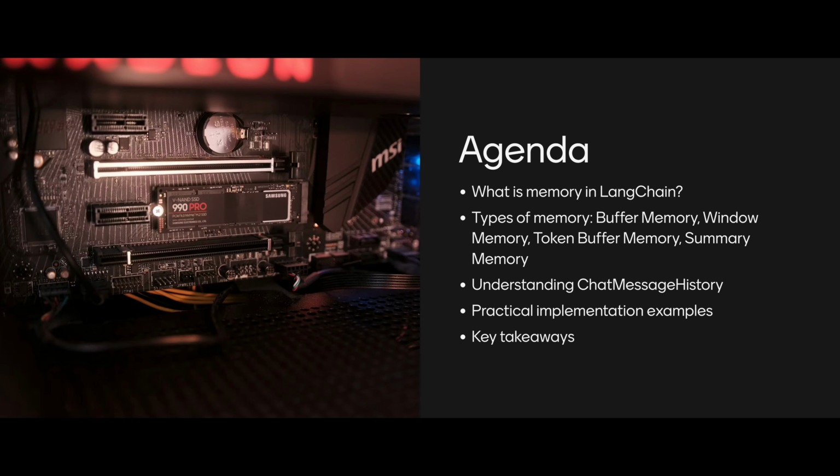Now, in this video, we will dive deep into LangChain memory, a feature that allows us to store the chat history and manage the conversational context when working with a large language model. Here is what we cover today. What is memory in LangChain and why it is so important, and different types of memory like buffer memory, window memory, token buffer memory, and summary memory. What is chat message history and how does it work, and a practical code example to implement memory in your project. By the end of this video, you will understand how to use LangChain memory to handle conversational AI effectively. So without wasting any time, let's get started.